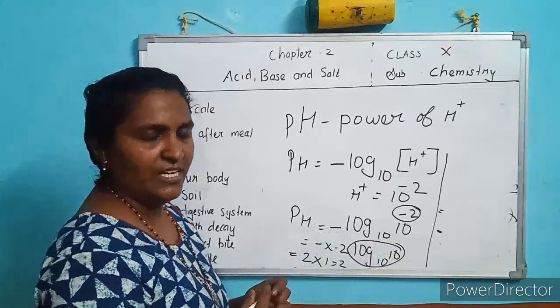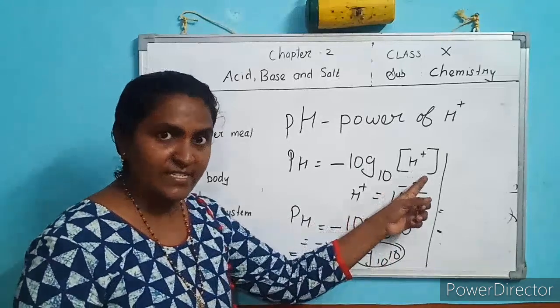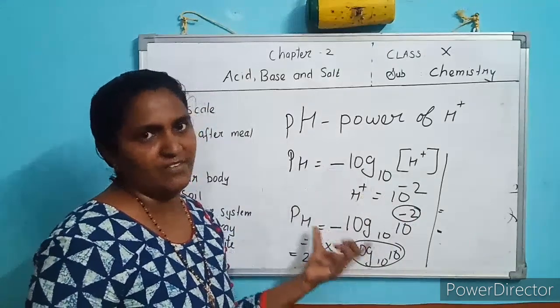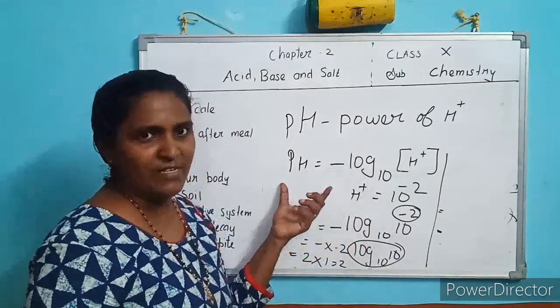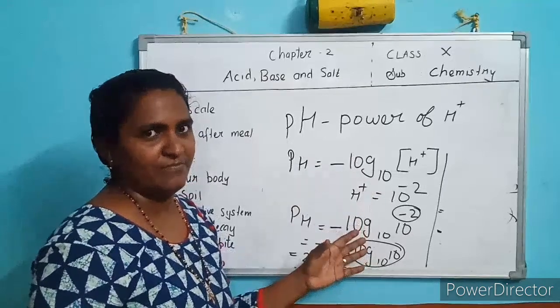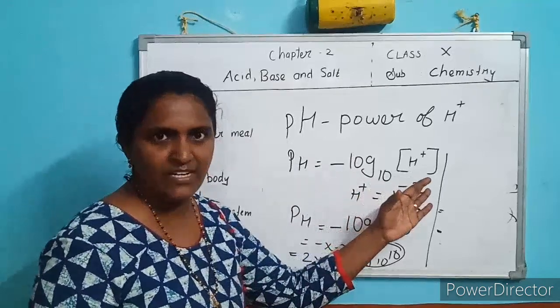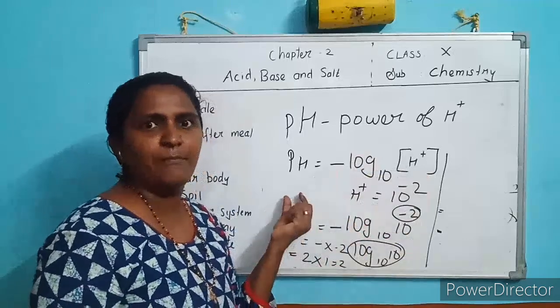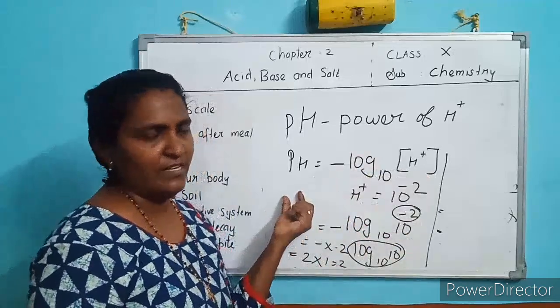This is the way to find the pH value if the concentration of hydrogen is given. You have to follow this way. It is not in the syllabus, but keep it in mind. If the concentration of hydrogen ion is given, this is the way to find the pH of the solution.